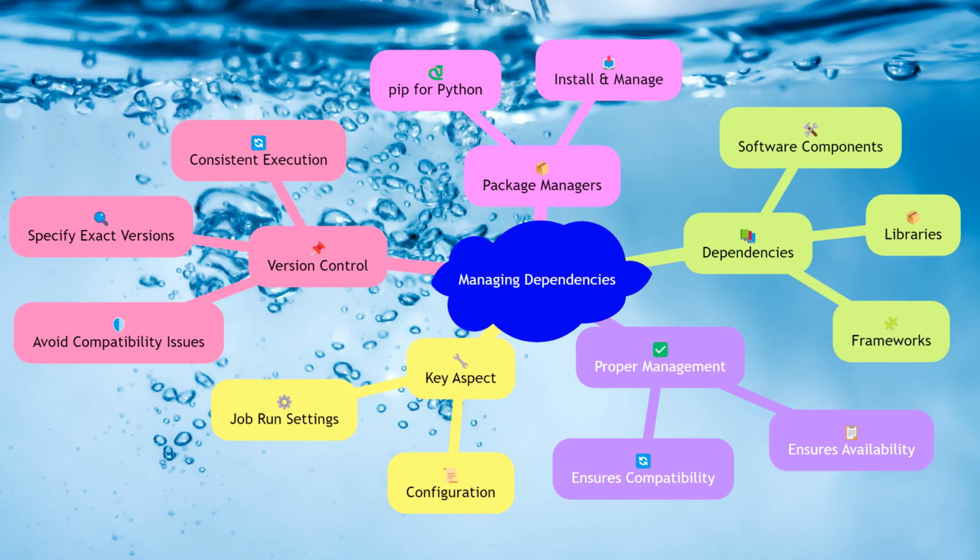Managing dependencies is a key aspect of configuring job run settings. Dependencies include libraries, frameworks, and other software components that your script requires to run. Proper dependency management ensures that all necessary components are available and compatible with your script. This can be achieved by using package managers, such as pip for Python, to install and manage dependencies. Additionally, specifying exact versions of dependencies can help in avoiding compatibility issues and ensuring consistent execution across different environments.